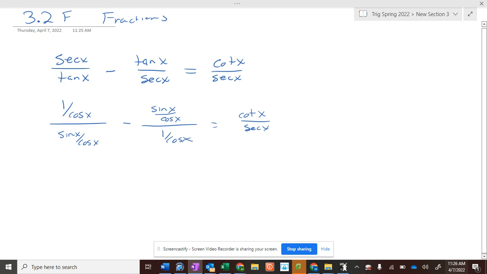Now, what's our next step? Multiply by the denominator of the denominator. Cosine of x, cosine of x, cosine of x, cosine of x. So we get 1 minus sine of x on the top, or 1 over sine of x here, and then sine of x over 1 here. There we go. That's what we get.